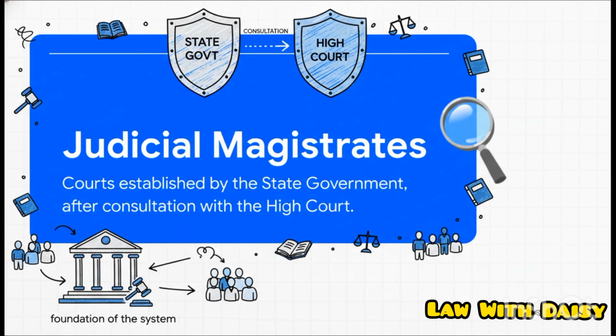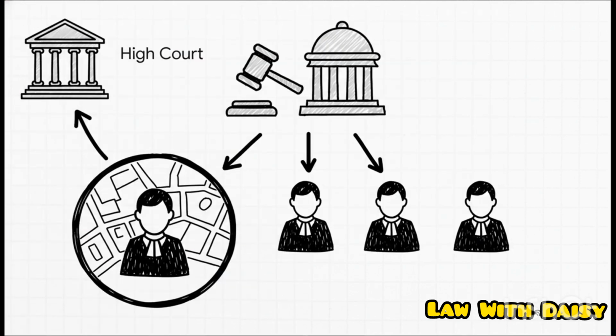These are the courts on the front line. For the vast majority of people, this is their first and maybe only interaction with the criminal justice system. And again, notice that partnership. The state government sets them up, but only after getting the green light from the high court. All the judges presiding here are, you guessed it, appointed by the High Court, and they all report up to the CJM. And for even more localized management, the High Court can appoint a subdivisional magistrate to oversee things in a specific part of the district.